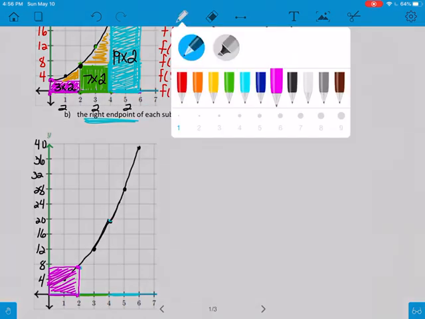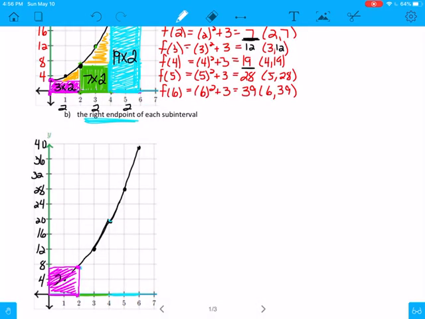Now that area is going to be 2 times whatever that y is. I got sidetracked.